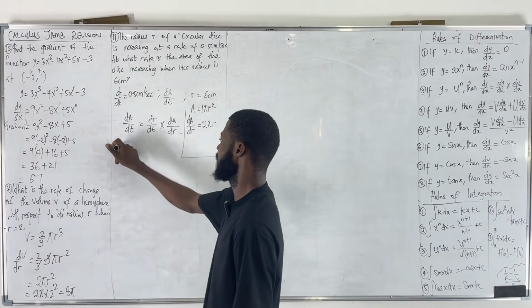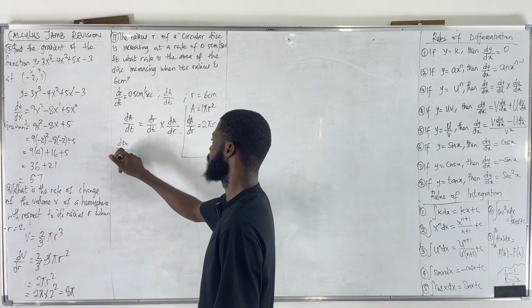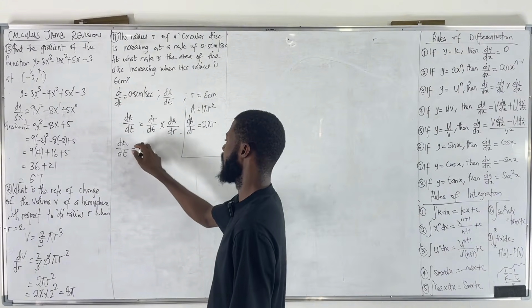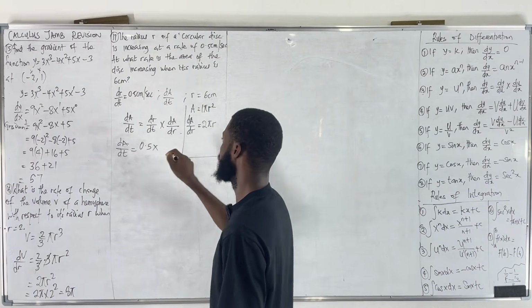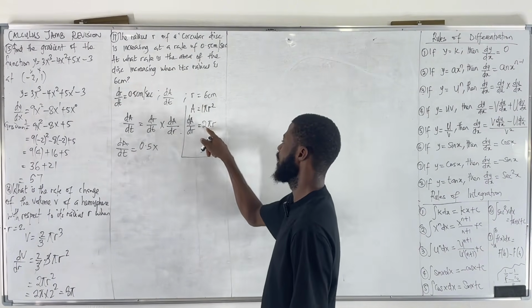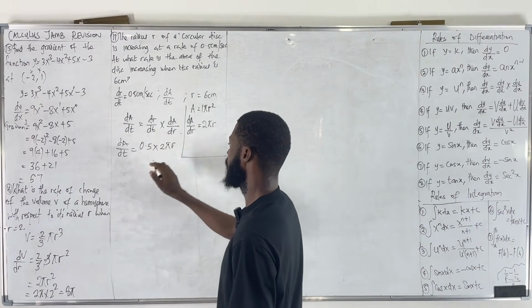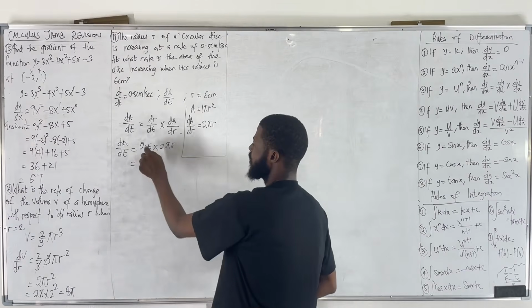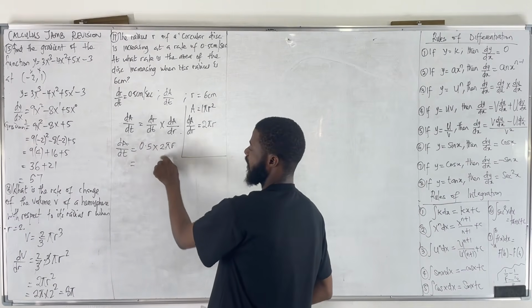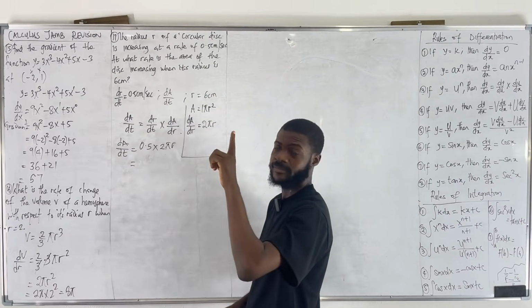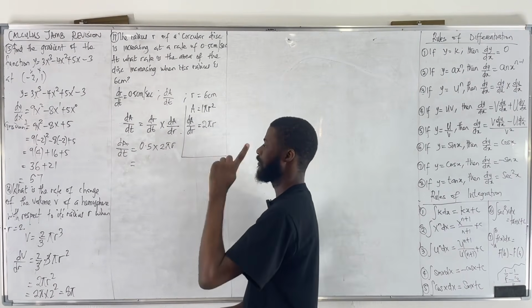So let's put this in. dA/dt is equal to dA/dr times dr/dt. What's dr/dt? The dr/dt is 0.5, so I'll just leave it at 0.5 times dA/dr, which is 2 pi r. Now what is 0.5 times 2? It's just 1, because 0.5 is half, and half times 2 gives us 1.